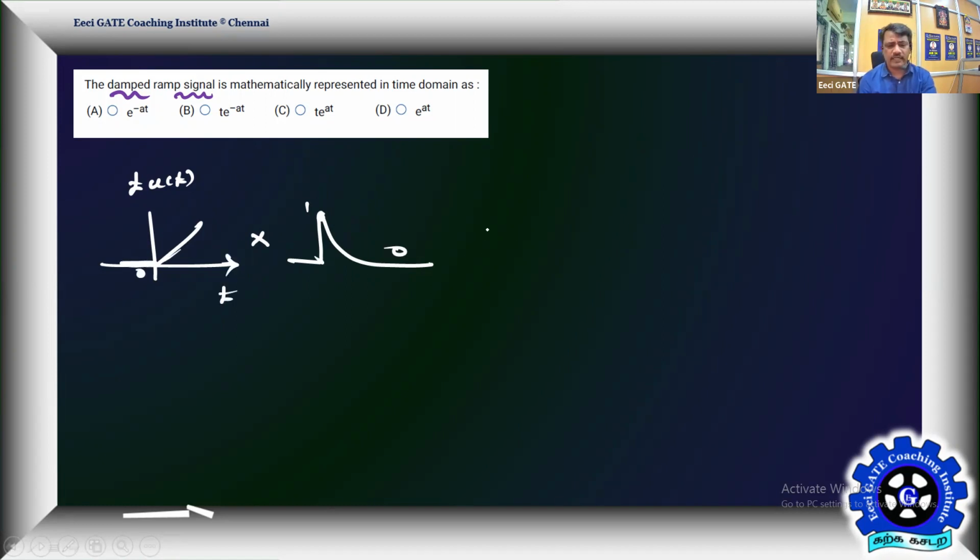If you take this product, then the resultant will be something like this, the product of these two. Just imagine how it will look. It's a ramp, and then multiply this with this exponential decay. It is 0 initially and this is 1, so nothing will be the resultant. Then it is decaying, but it is rising, so you may feel like a charging and discharging. But anyway, he's not looking for the waveform.